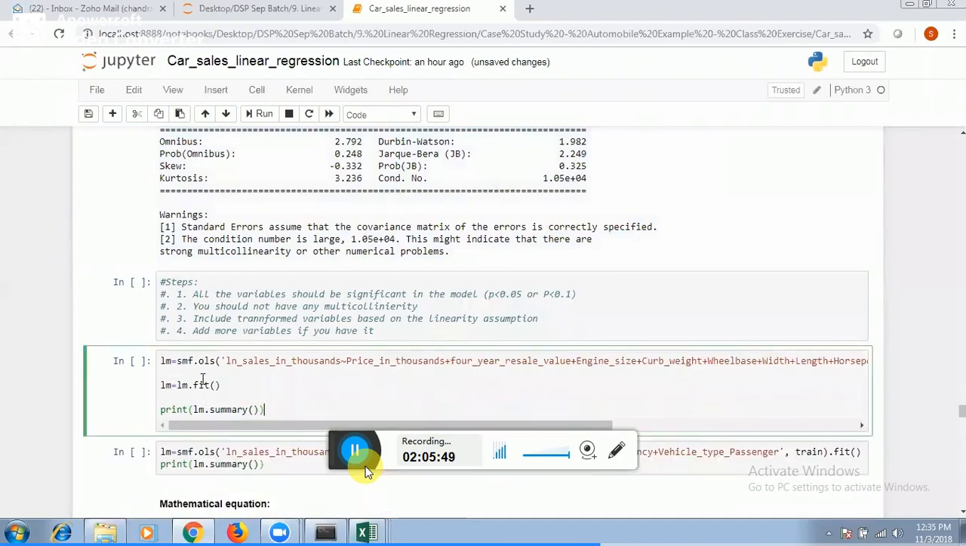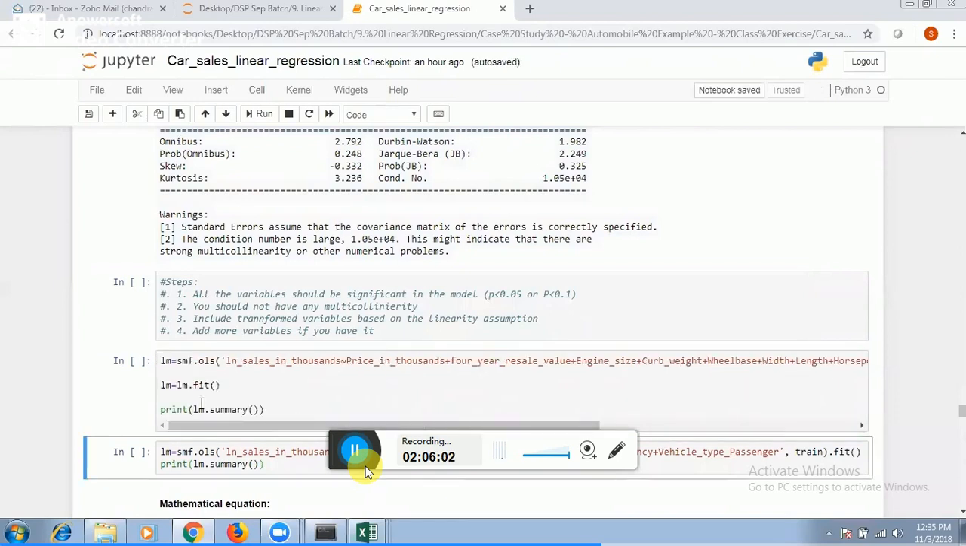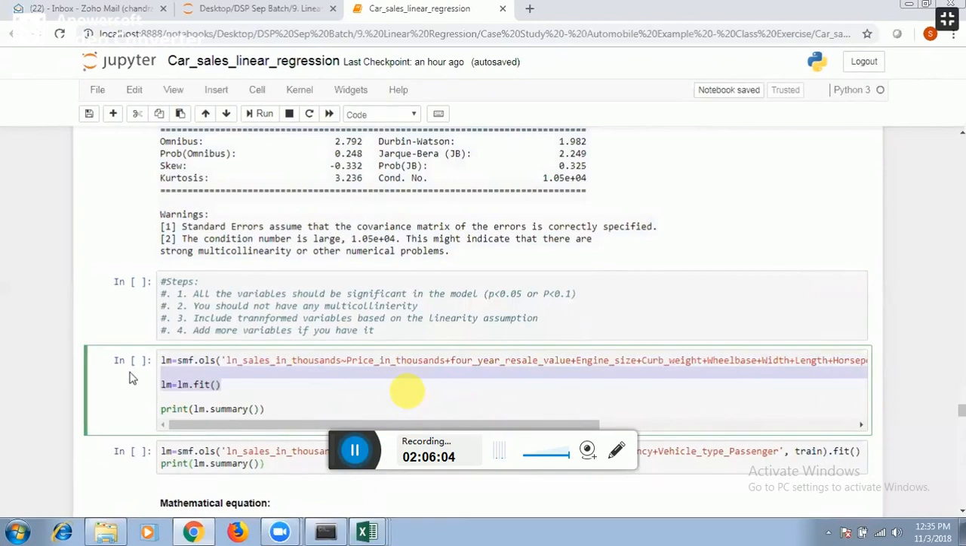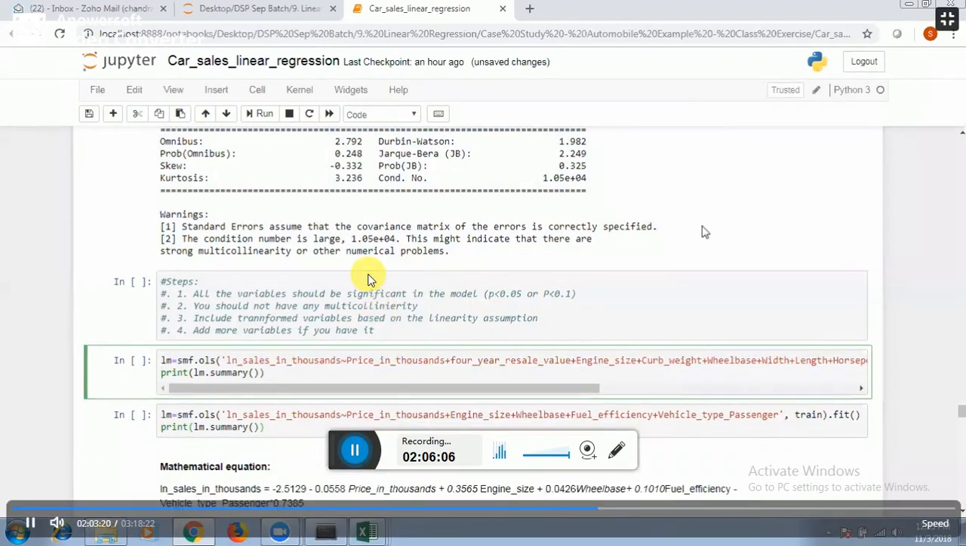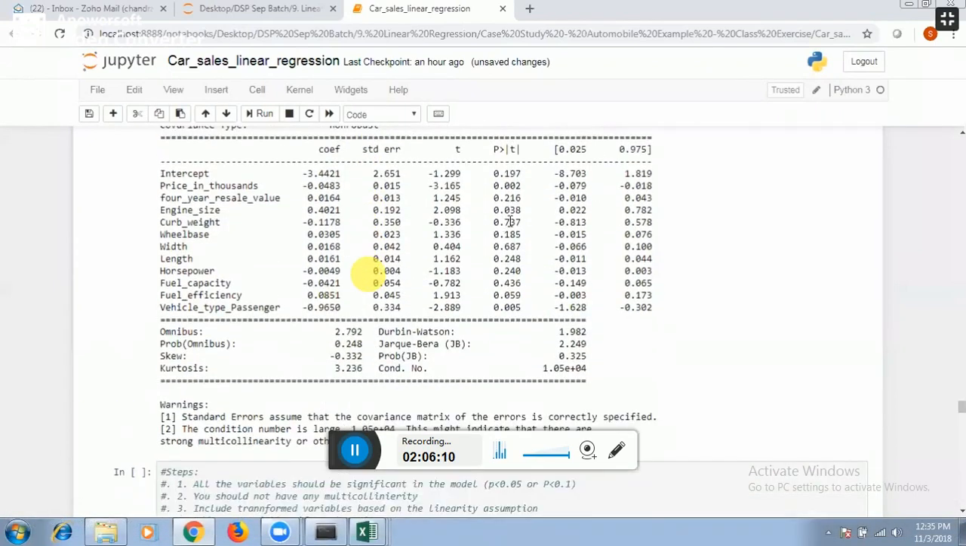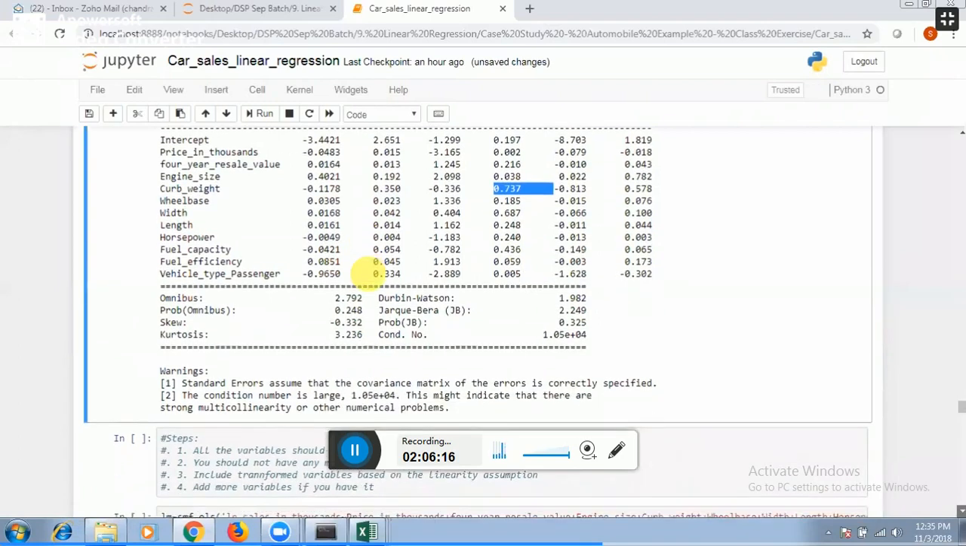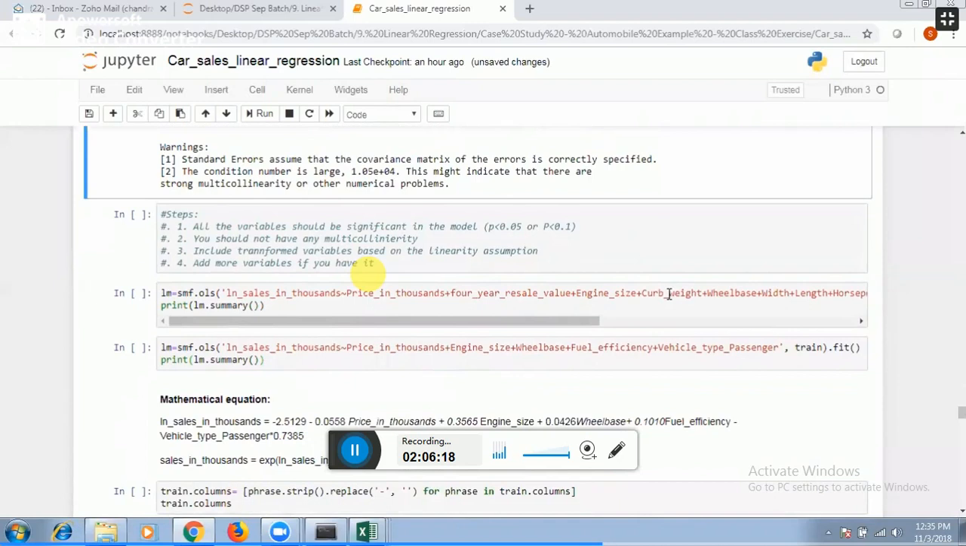So what you can do, of course, is use dot fit here itself. And of course, what you want to do is print the summary of L1. Okay. Suppose now, which variable do you want to drop? Maybe whichever is the most insignificant. For example, in this case, the curb weight is the most insignificant, so you can drop that. So probably you can drop this variable.